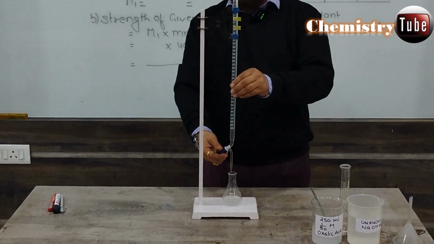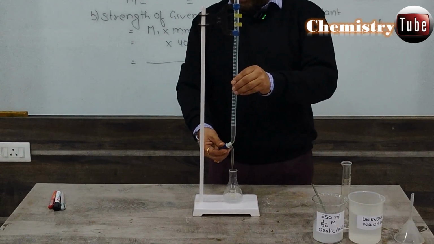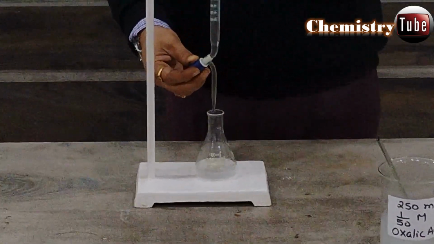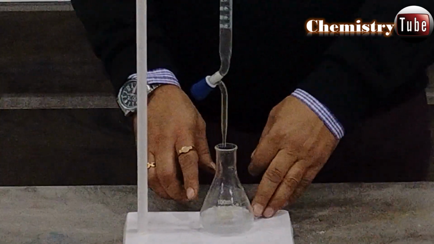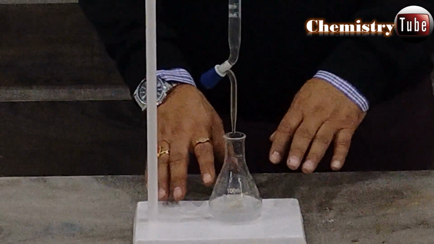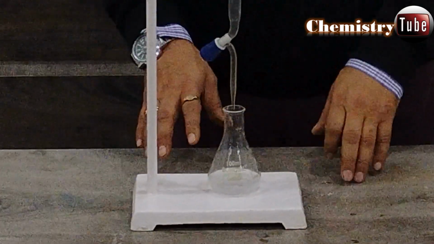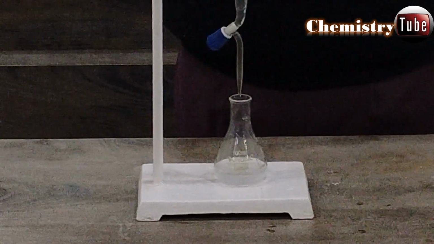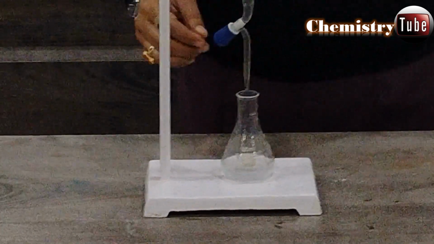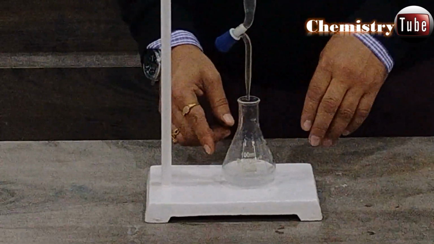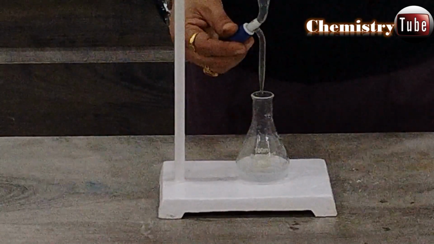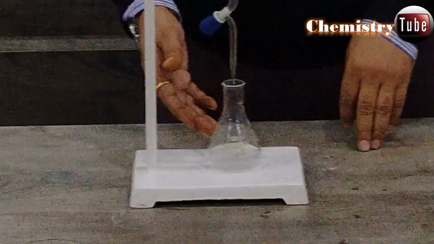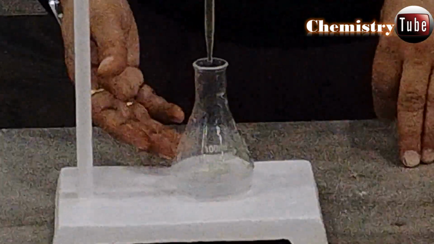We will start running NaOH solution into this oxalic acid solution. Now please zoom in. You can see that there is no color being developed in this conical flask, but as soon as this titration ends, we will achieve our end point. We will see light pink color at the bottom of this conical flask. We are getting light color here.